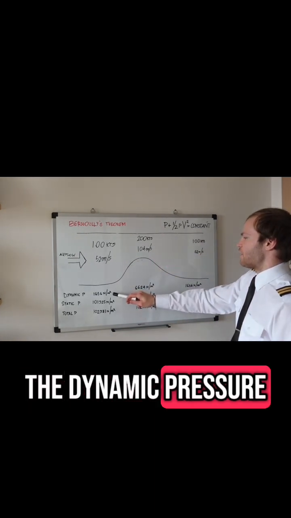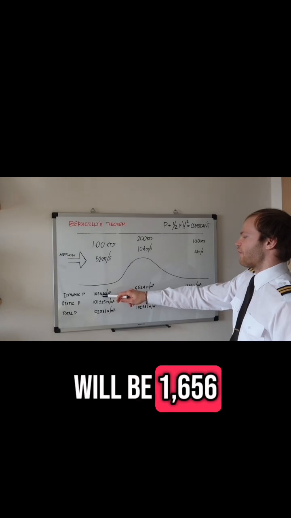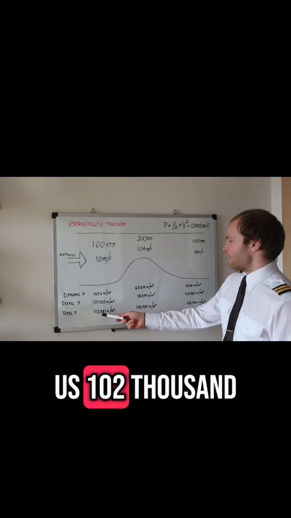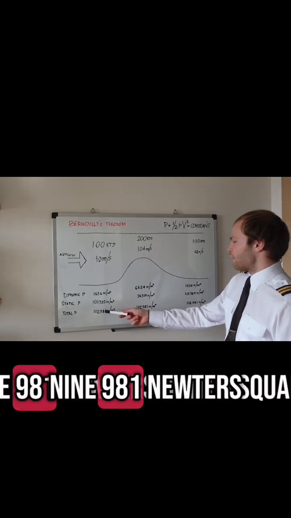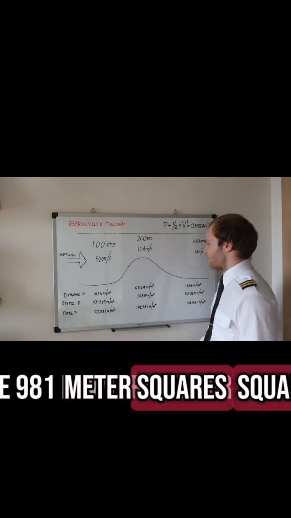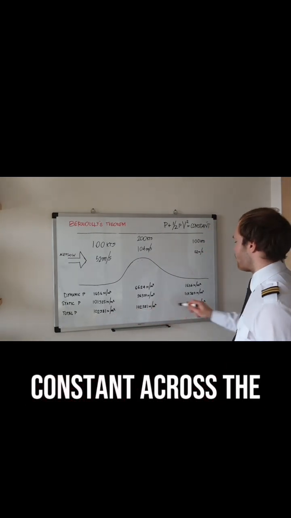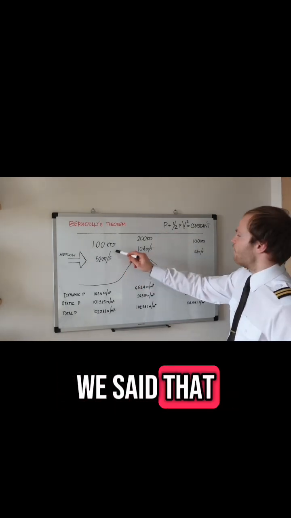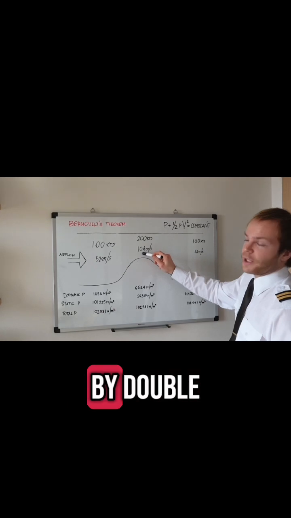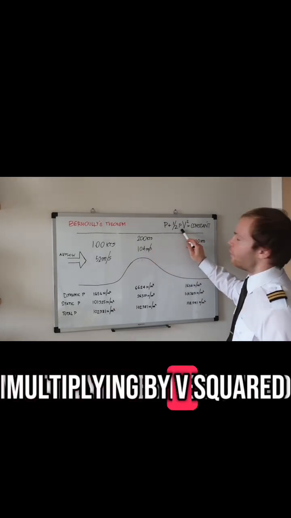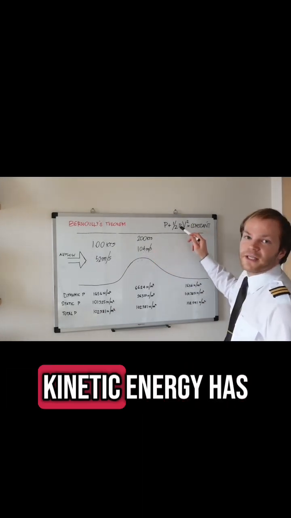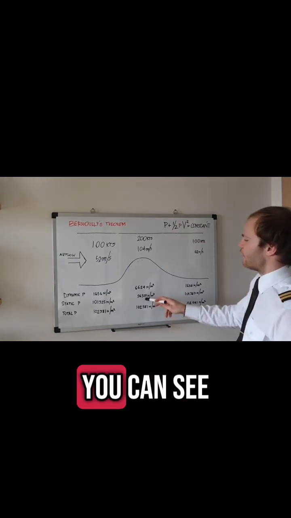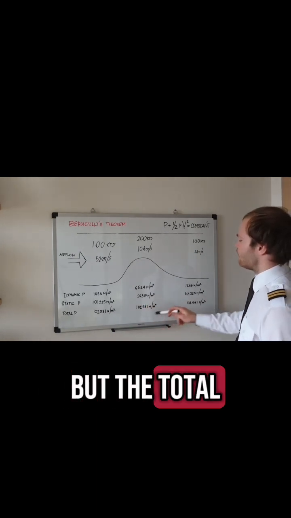The dynamic pressure, the kinetic energy, will be 1,656 newtons per meter squared, and that gives us 102,981 newtons per meter squared, which you can see is constant across the whole sections of the tube. Even though in this cross-sectional area velocity is going to increase, it has increased by double, but since we're multiplying by v squared, the value of kinetic energy has now risen to 4 times. And of course you can see that static pressure has decreased, but the total value is the same.